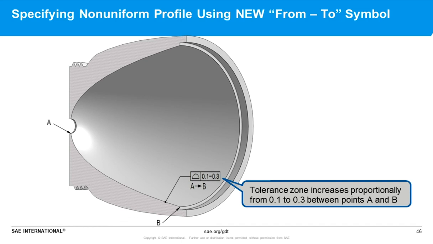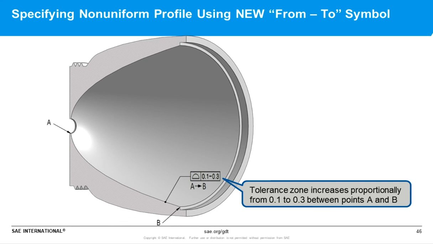And we would typically use that with a non-uniform profile tolerance zone. As we see here in the feature control frame, we have two tolerance values. Basically what this is telling us is that the tolerance zone changes in width. It starts at point A and it's 0.1 wide, and it continues to point B where it's 0.3 wide, so it can increase proportionally along that true profile from 0.1 to 0.3 between those two points. So it's another way of indicating a non-uniform profile tolerance zone.